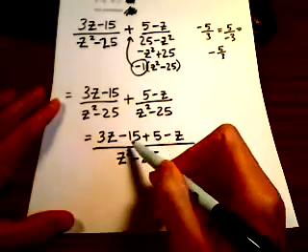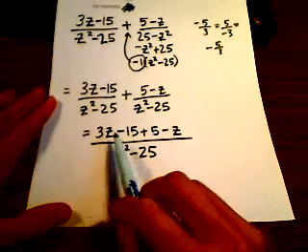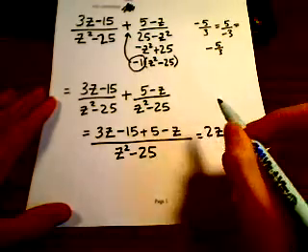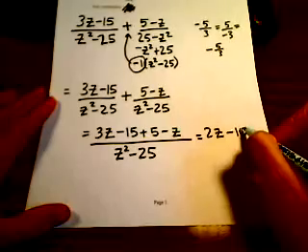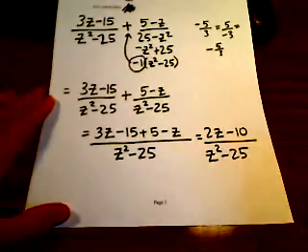And then now we want to simplify the numerator. So if we collect like terms, we have a 3z here and a minus z there, so that's a 2z. And then we have a negative 15 and a positive 5, so that's a negative 10. And this is over z squared minus 25.